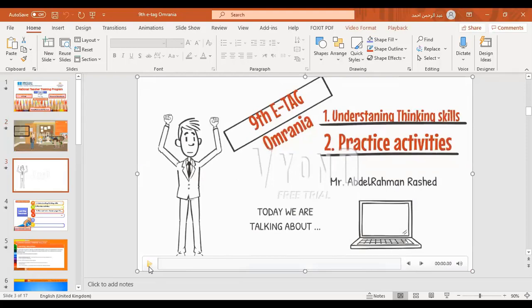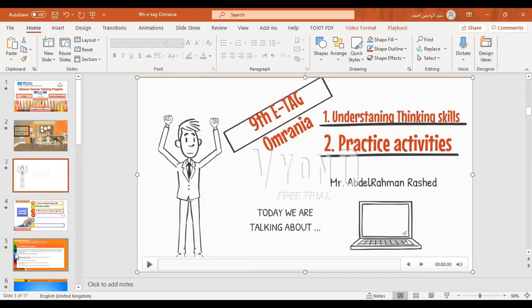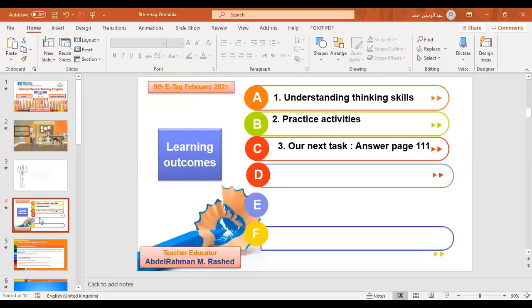The first one is understanding thinking skills. We have already spoken about thinking skills in the previous session. Now we'll go deeper into understanding more items related to thinking skills in the first part of this session. The second part will be about practicing some activities that I wish you will enjoy. So let's see what our session today will be. First, we'll have understanding thinking skills, then practice activities.